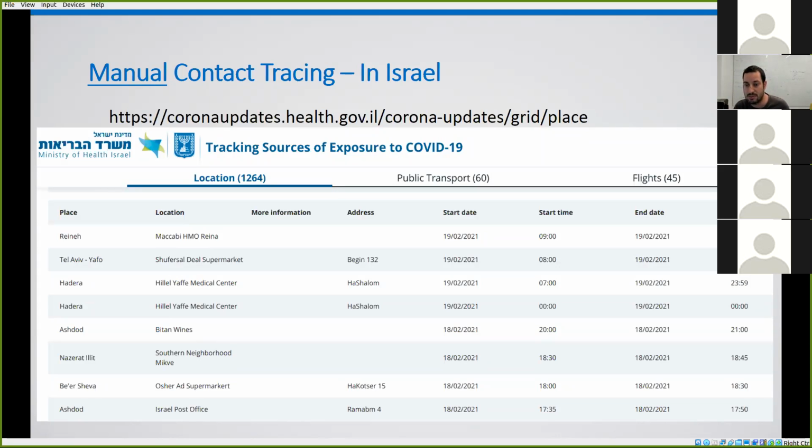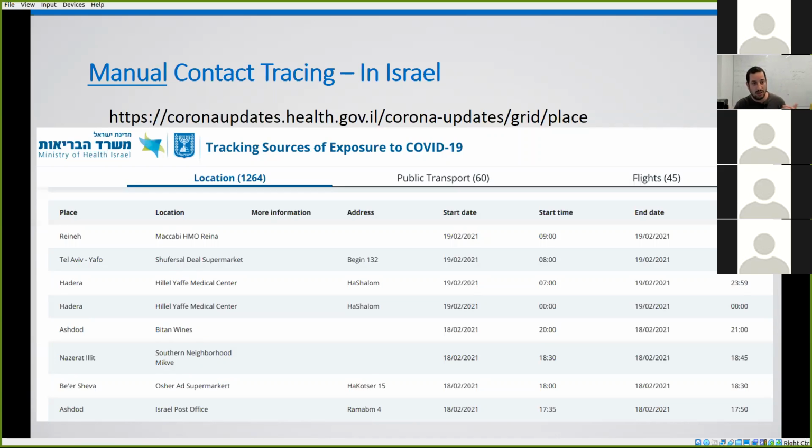However, as you can understand, this is usually not very accurate, and it's not reasonable to expect all of the population to go over all of this list and try to understand if they were in close proximity to an infected person or not. And it was clear in the beginning that we need some type of automatic contact tracing.